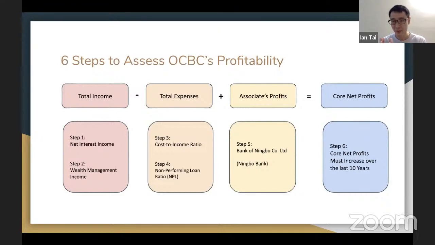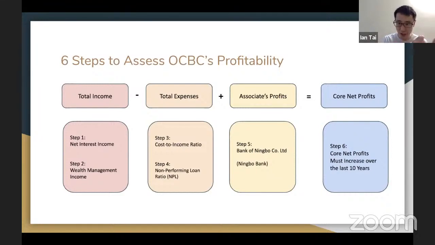And then we have, because OCBC Bank has a very powerful associate. It owns 20% of a very, very good bank in China, which is known as Bank of Ningbo Corporation Limited, or in short form, Ningbo Bank. Ningbo is actually a city, you can Google the map. It's a city commercial bank, and it's listed on the Shanghai Stock Exchange. So OCBC Bank owns 20% of this bank. This is where we derive its associate profits.